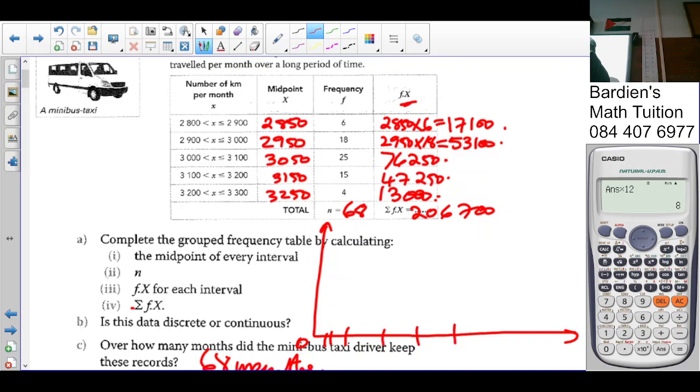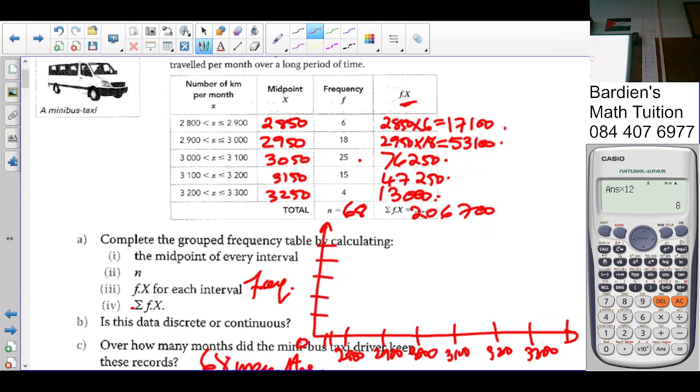So it's 1, 2, 3, 4, 5, 6 categories. So it's 2,800, 2,900, 3,000, 3,100, 3,200, 3,300. Frequency will always go on the y-axis. The highest is 25, not so? So I must accommodate for that. So we go 3, 6, 9, 12, 15, 18.